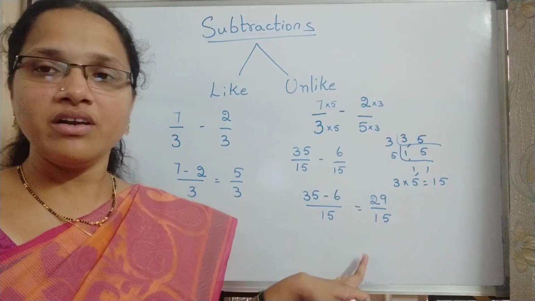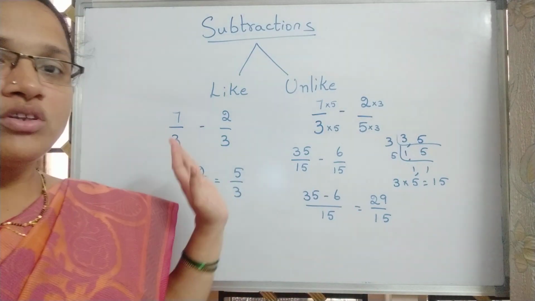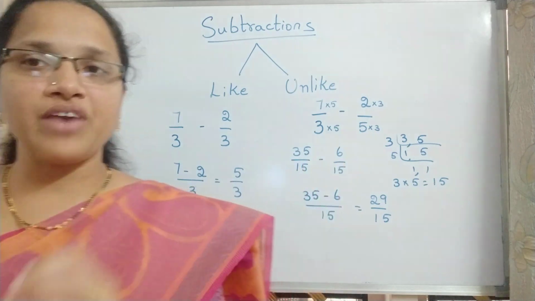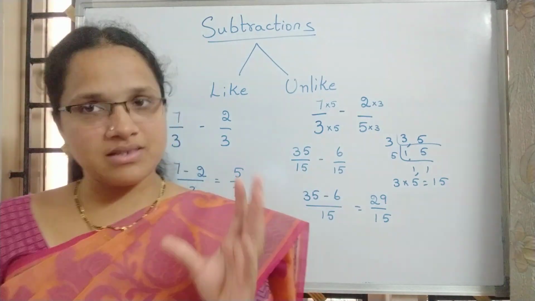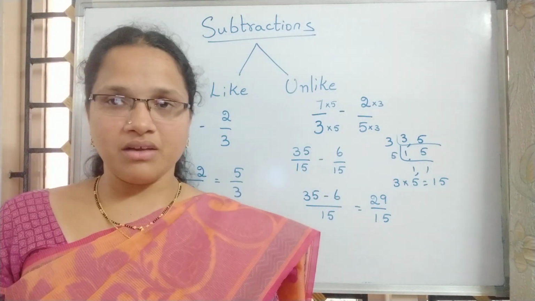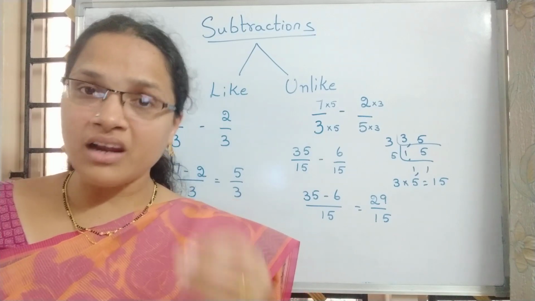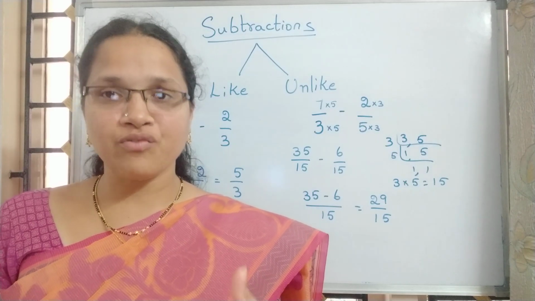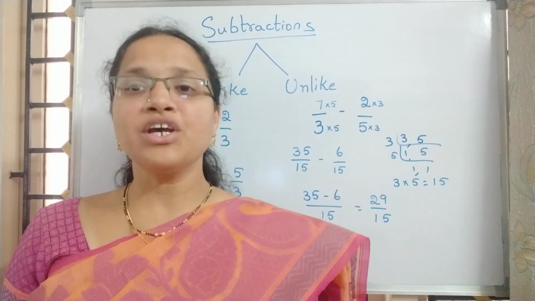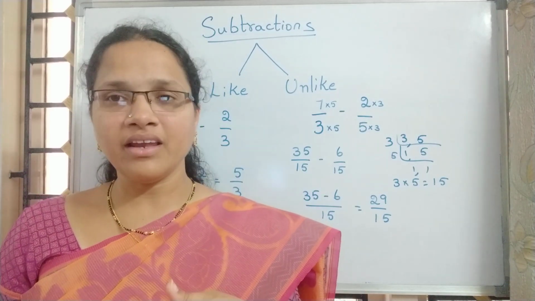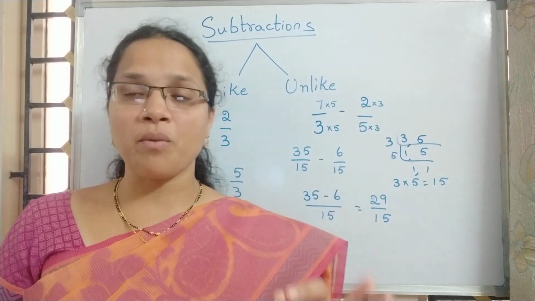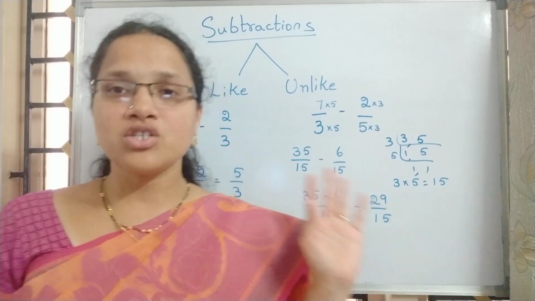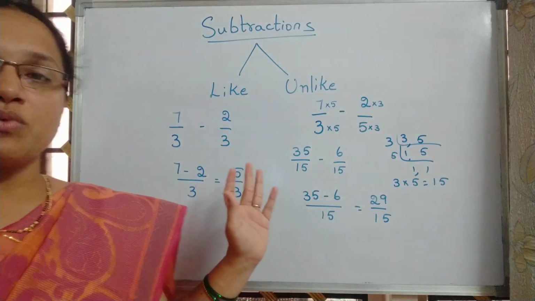Is that clear, children? Both like and unlike fractions, for additions as well as subtractions, are similar. If they are unlike fractions, convert the denominators into like fractions and then do the necessary arithmetic operation, whether it is addition or subtraction. Both have the same procedures to be followed.